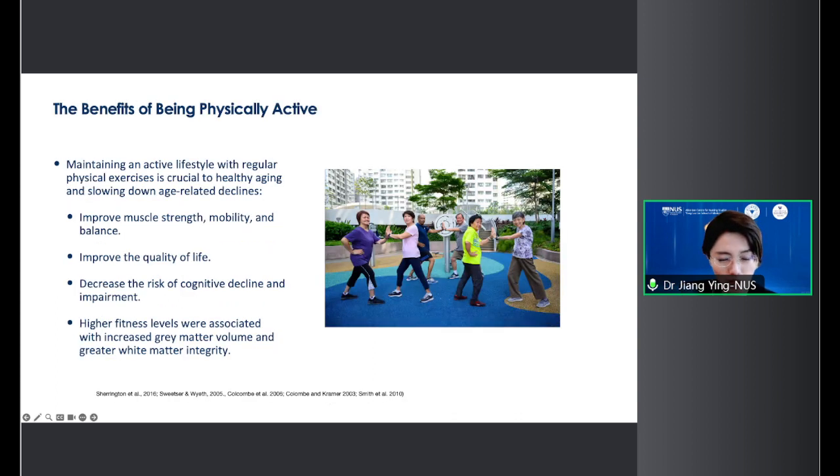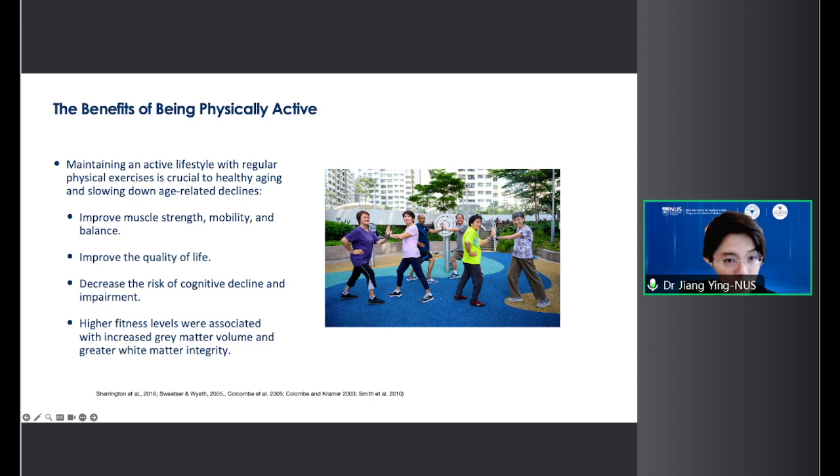And then we look at, so how do we do this? So we know that there are a lot of benefits of being physically active. Physical exercise and being physically active not just improve your muscles, your strength, mobility, balance, improve your quality of life. Also, there are benefits for your brain, your cognitive functioning, and your mood as well. So exercise makes you feel good about yourself.